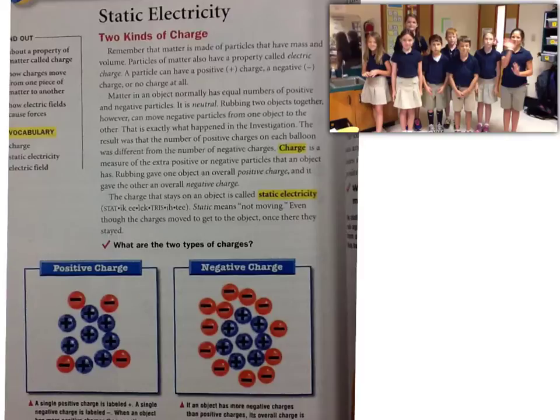So here we go. Two kinds of charges. Remember that matter is made up of particles that have mass and volume. Particles of matter also have a property called electric charge. A particle can have a positive charge, a negative charge, or no charge at all. I'd like to stop there for 1 second and talk about that.